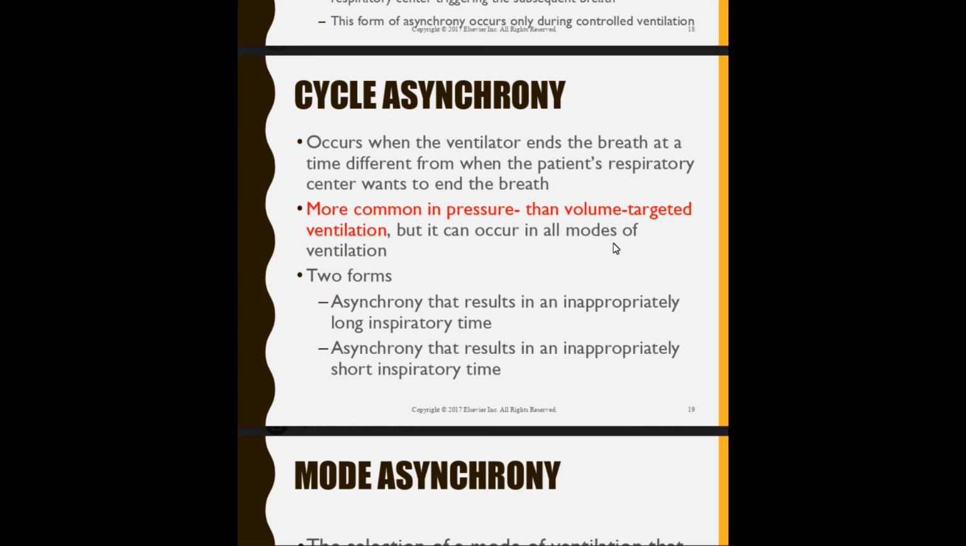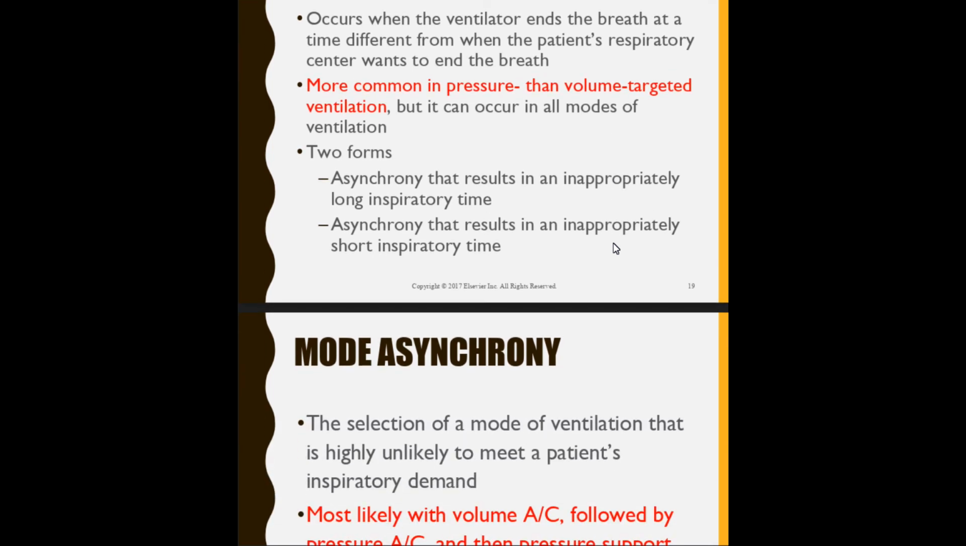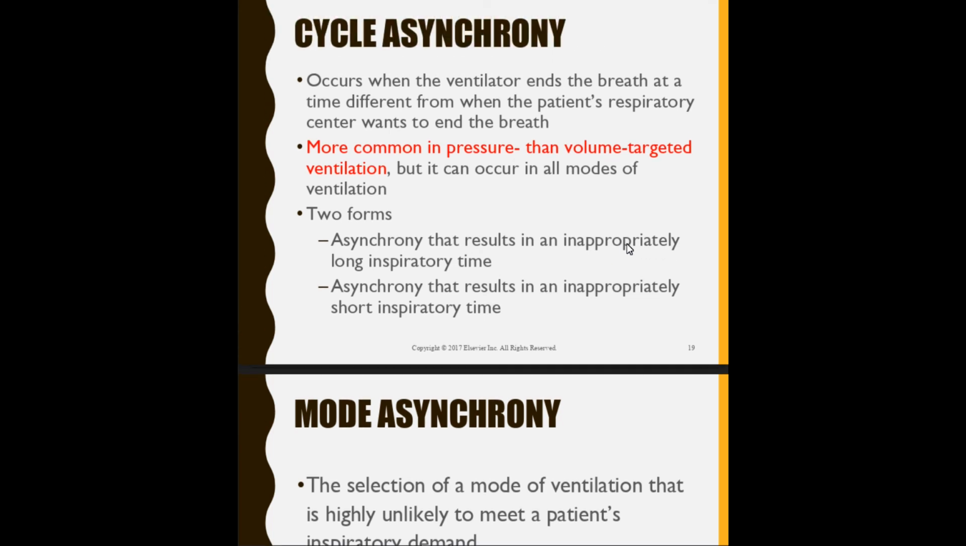So there's two forms of cycle asynchrony. Asynchrony that results in an inappropriately long inspiratory time, and also asynchrony that results in an inappropriately short inspiratory time. So apparently we've got to get this right. We've got to get the inspiratory time correct, because if it's too long or too short, you cause a cycle asynchrony. So to fix this is just adjusting our inspiratory time.